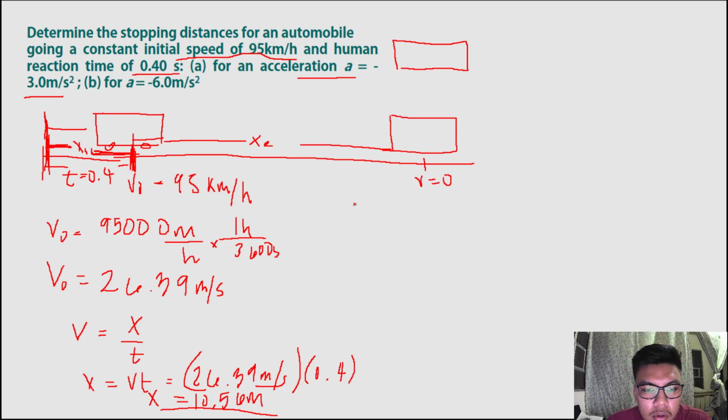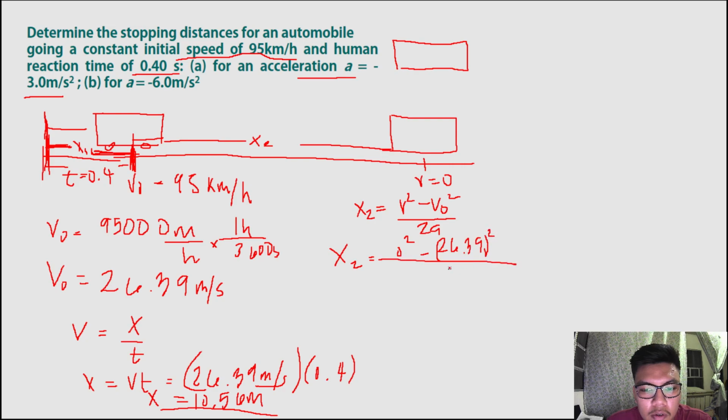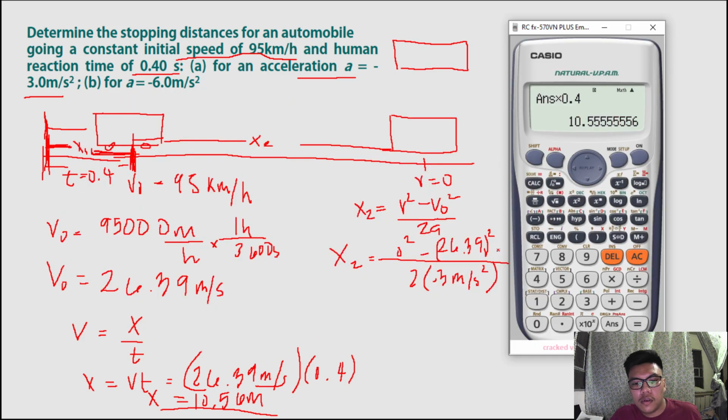So we can use x sub 2 is equal to v squared minus v sub o squared all over 2a. Okay, so x sub 2 is equal now to v squared minus v sub o squared. So yung final mo 0. So minus v_o squared. So we have 26.39 meters per second squared all over 2 times -3 meters per second squared. So solving now. So we have negative 26.39 squared all over 2 times -3. So we have 116.07. Siyempre, ang hinahanap natin the stopping distance for an automobile going constant initial speed.